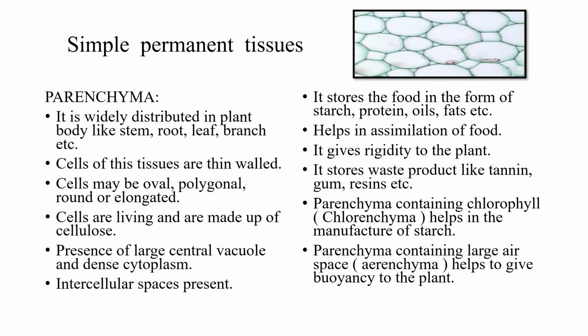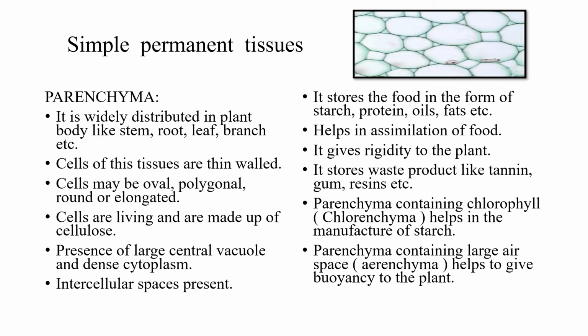It is widely distributed in the plant body. All parts of the plant possess this parenchyma: stem, root, leaf, branch, etc. Mostly the cells are thin walled. Mostly they are oval or polygonal or round or elongated in shape. It is made up of cellulose and also living.